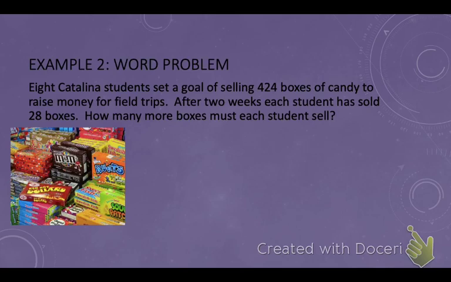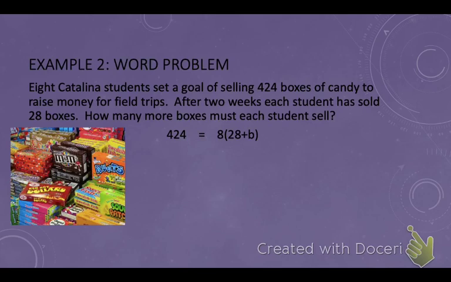So, in a word problem, the first thing you need to do is write down the equation. If you can just problem solve and get the answer, great, but you can't get full credit unless you give me an equation. So in this one, I know they need to sell 424 boxes. I know there's 8 students. I know they've already sold 28. Now I need to figure out how many boxes they still need to sell. So here's my equation.